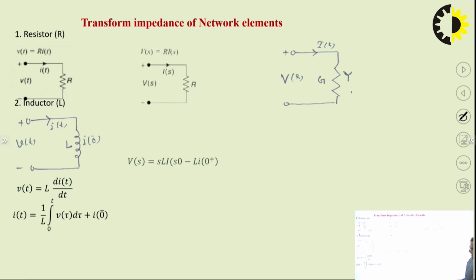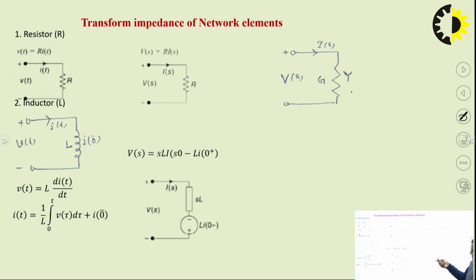Take the Laplace transform of the above differential equation. So V(s) is sL I(s), minus the bracket term, minus L i(0 plus). If you take the Laplace transform of v(t) equal to L di(t) upon dt, then V(s) is equal to sL I(s) minus L i(0).